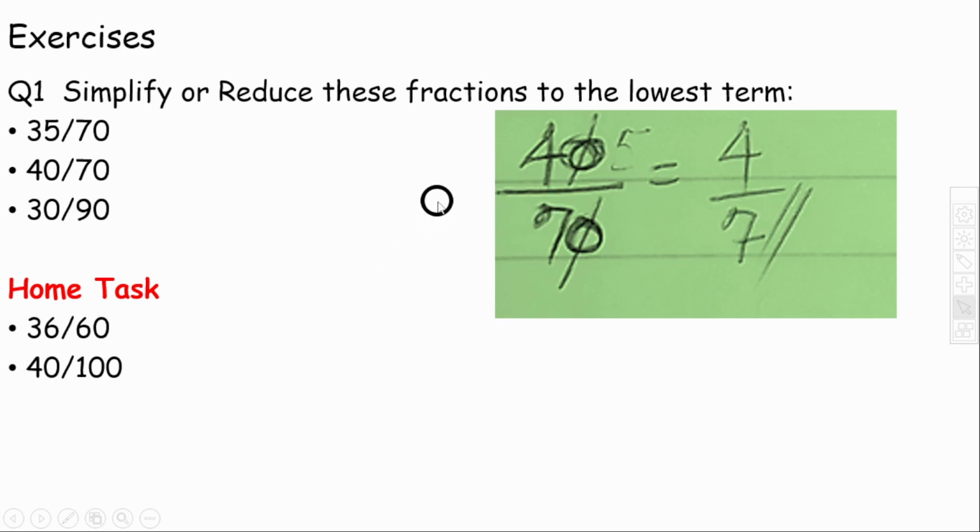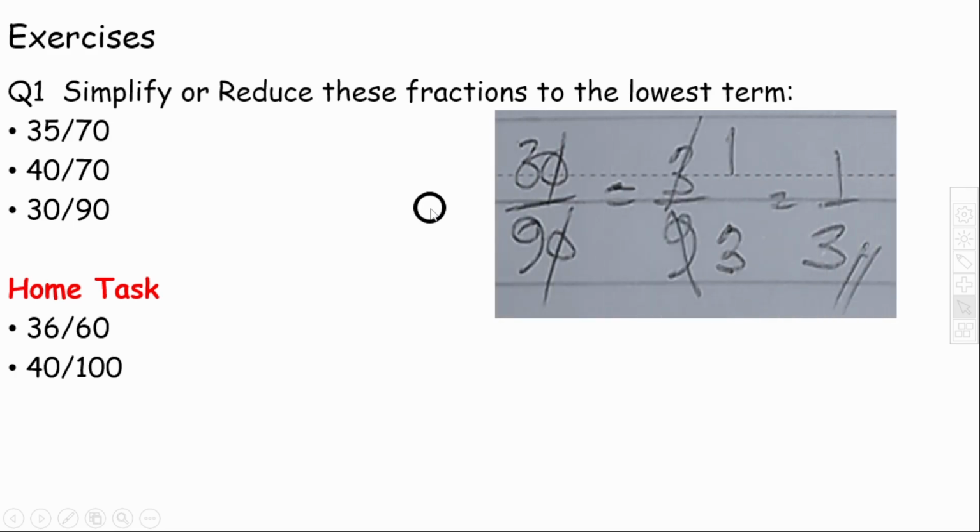Now let's go to the next question. 30 over 90. You can see 30 has an ending 0. 90 also has an ending 0. So we cancel the zeros out. So it becomes 3 all over 9.